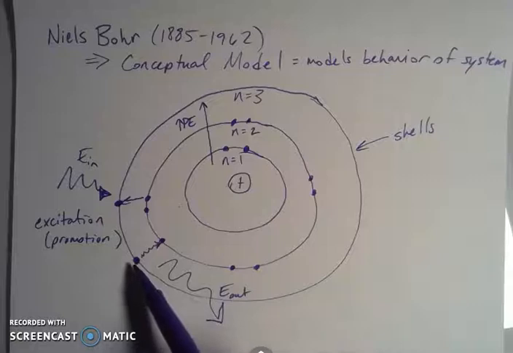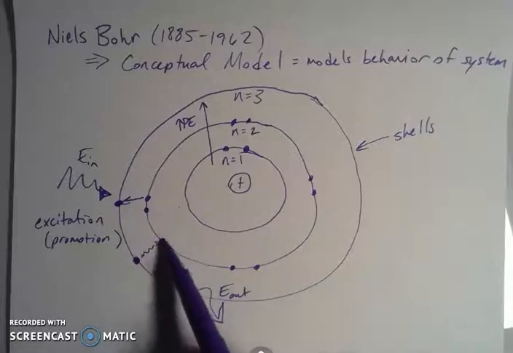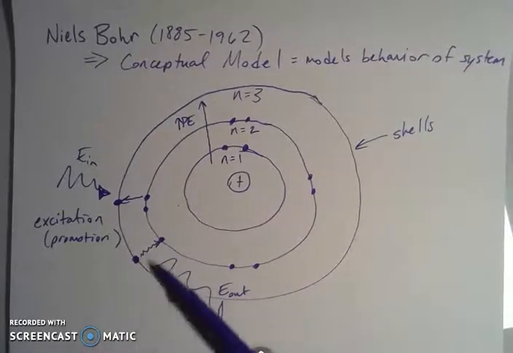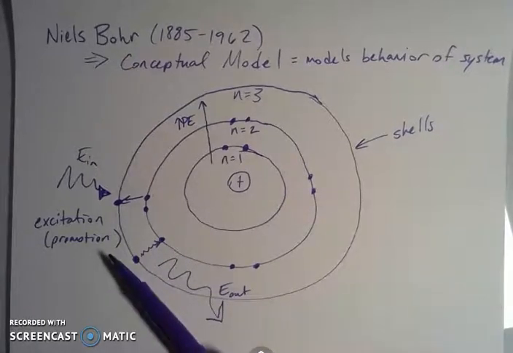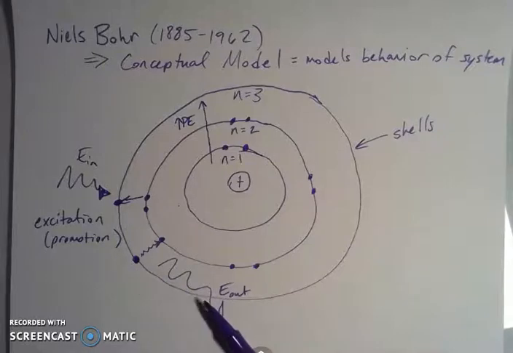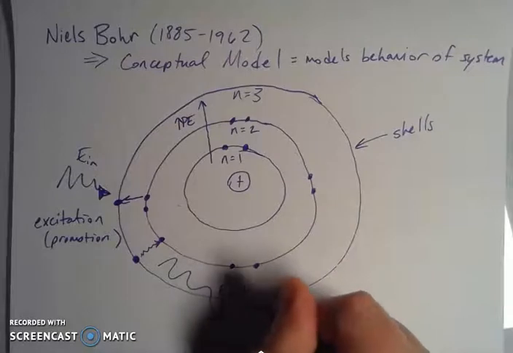Now again, the electron going from the higher energy level to the lower energy level isn't traveling through space. It is going from this outermost ring. It's losing that energy. It's losing that photon. It's emitting that photon. This is called emission or relaxation.